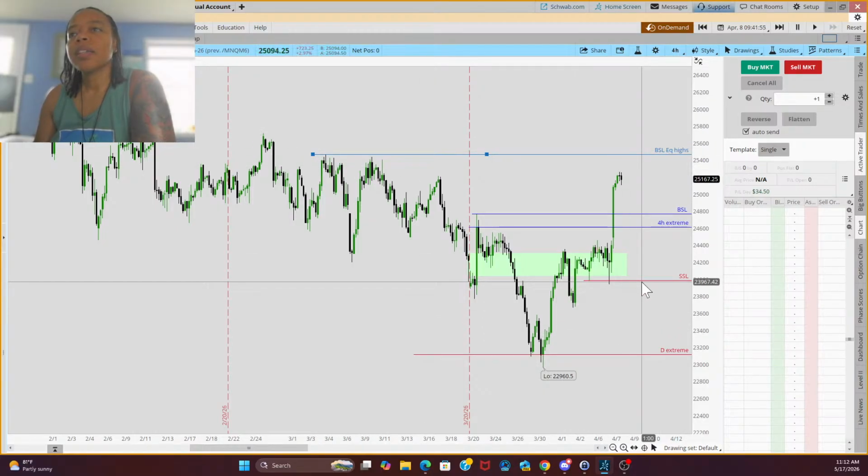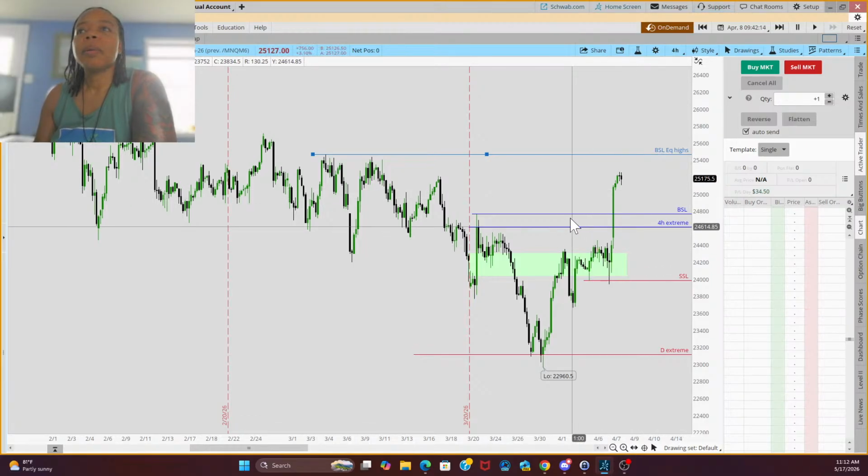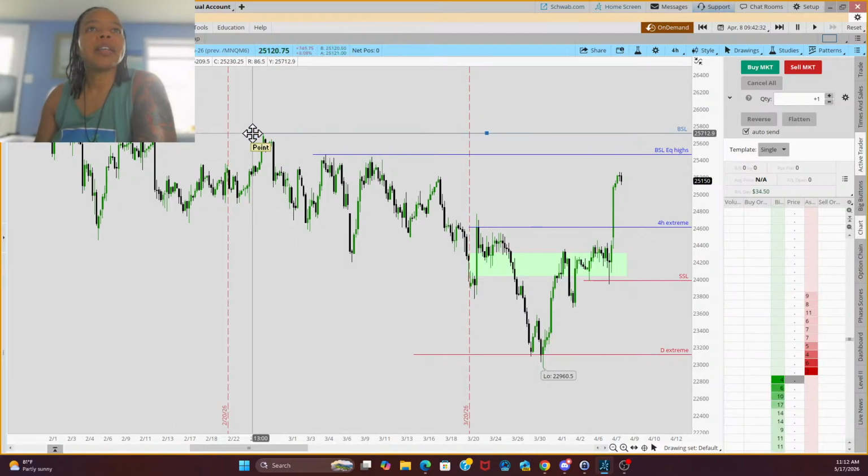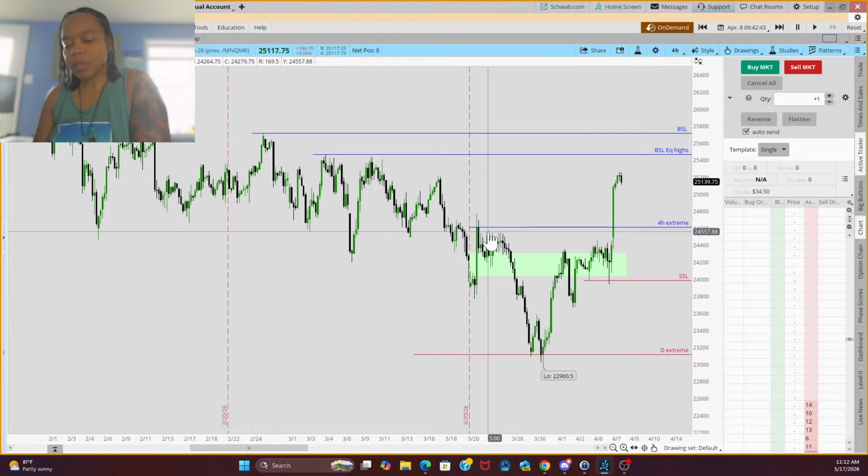And they swept the sell side liquidity and just ran up. Got that. So some higher time frame buy side liquidity all the way up here. And we'll delete that.